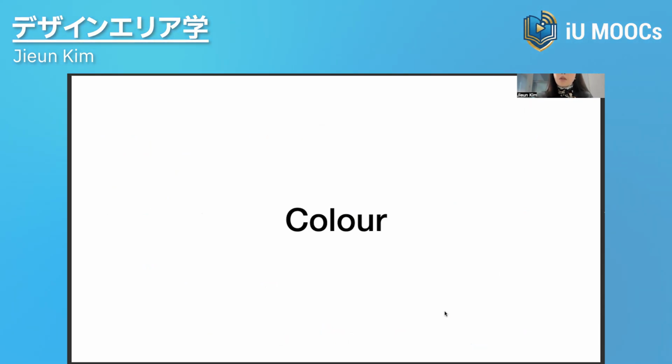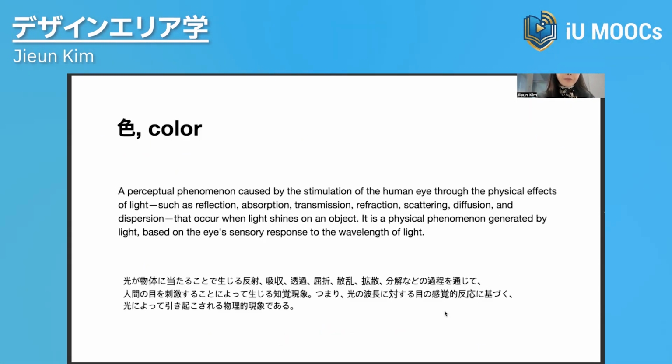And the next one, we have to know about color, right? The meaning of color is the perception of a phenomenon caused by the stimulation of the human eye through a physical effect of the light, such as reflection and absorption, transmission and refraction, scattering, diffusion, and also dispersion, that occur when lighting shines on the object.